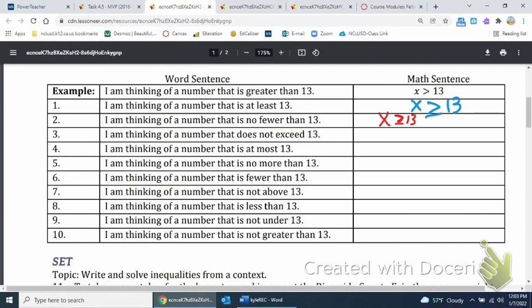Now I'm thinking of a number that does not exceed 13. So it's got to be less than. Can it be equal to? Because 13 technically doesn't exceed 13, right? They're the same. So it can be less than or equal to for that one. Good. I heard you, Ramiro. You said equal to. You were right.